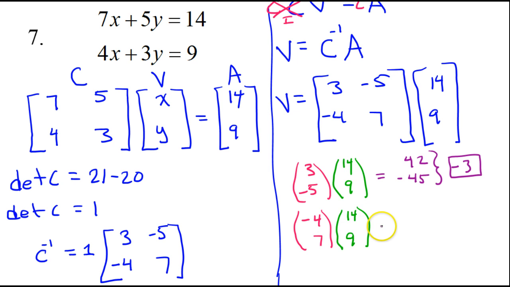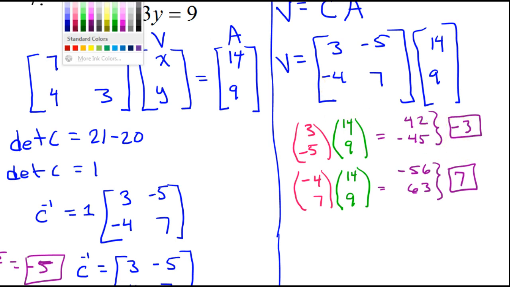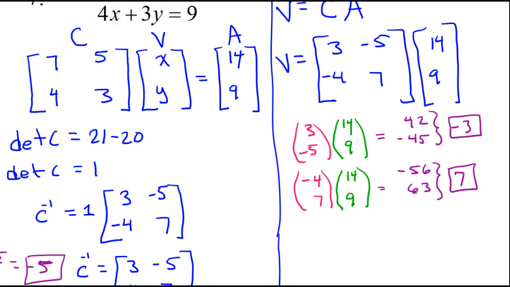Okay, now I'm going to do the same thing here. Negative 4 times 14 is negative 56. All right, of course 7 times 9 is 63. So this is going to be 7. All right, add those up and you get 7. So that is what you're going to get when you multiply these two matrices together.